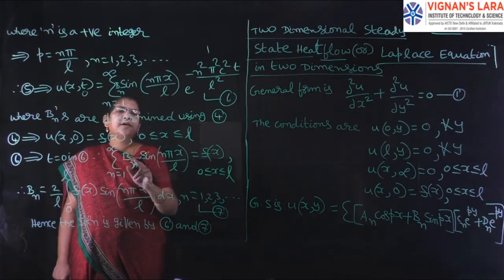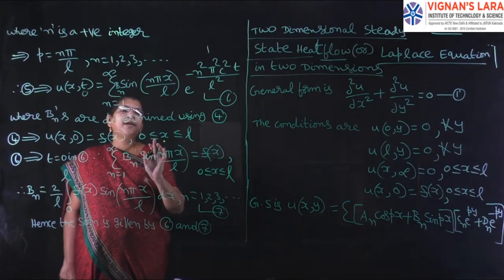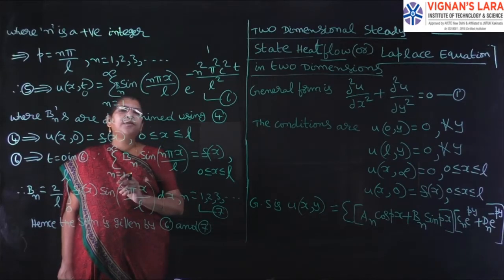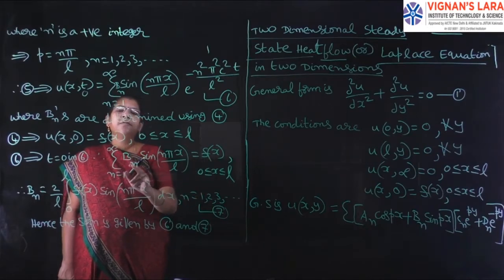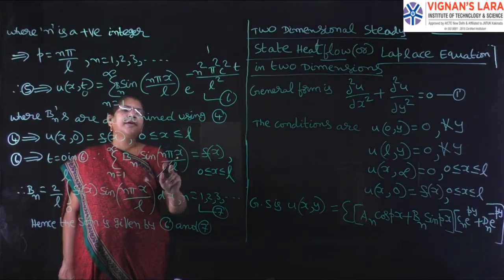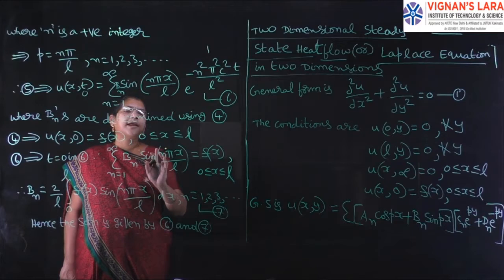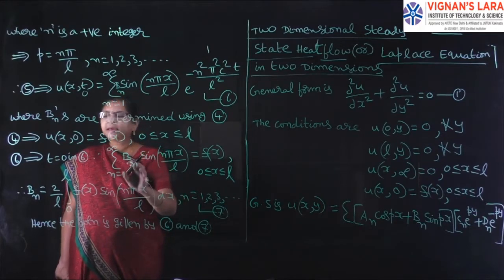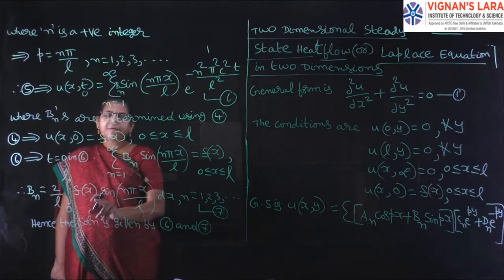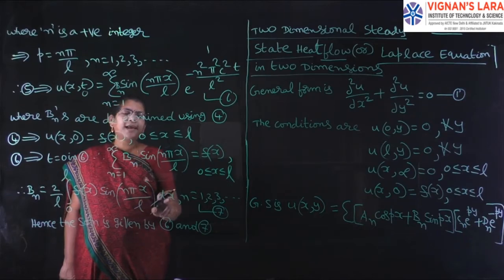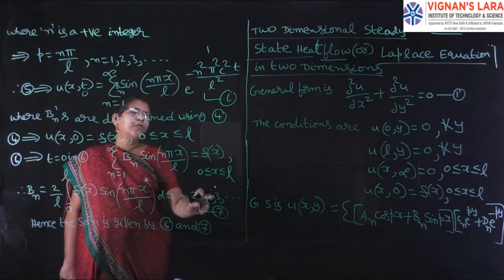Now, this is in the form of a half-range Fourier sine series. What is the half-range Fourier sine series? Do you remember? F of x equal to summation n equal to 1 to infinity Bn sin n pi x by L is the formula for the half-range Fourier sine series. There, what is Bn? Bn equal to 2 by L integral 0 to L f of x into sin n pi x by L dx, where n equal to 1 to 3.